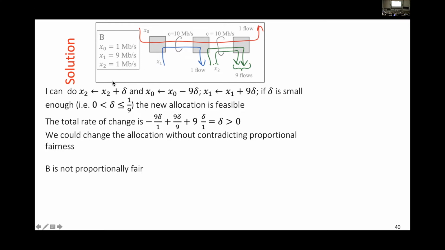Well, this is my vector allocation x prime. Now I can compute the total rate of change, which is computed here. And you can observe, again, it is a positive value. So I could have changed the allocation to an allocation where the total rate of change is positive. Therefore, it does not contradict the definition of proportional fairness. It means it was not proportionally fair.